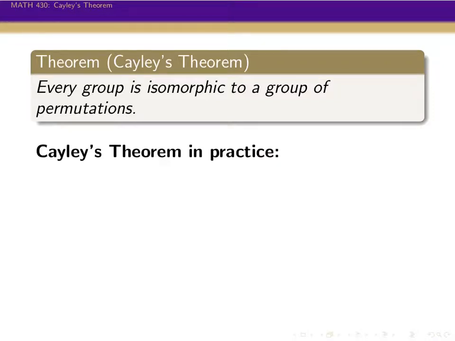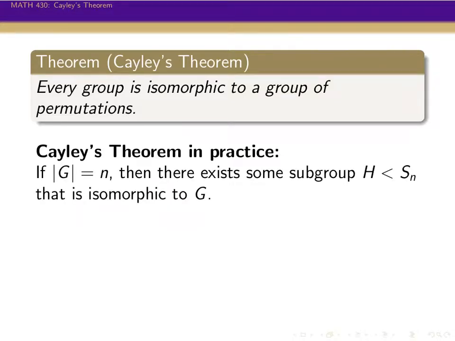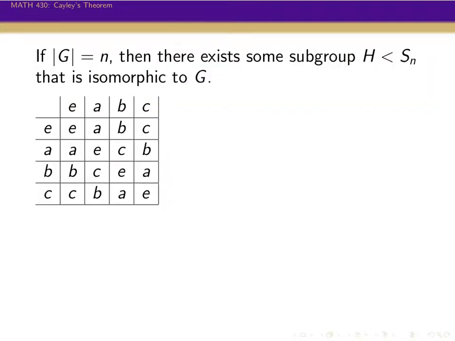So let's actually look at how Cayley's theorem works in practice. If you're actually given a group, how do you rewrite those elements as a permutation? What ends up happening is that if you have a finite group of order n, then you will always be able to find some subgroup H within S sub n that is isomorphic to G. And if you go through the proof of Cayley's theorem, that's really what we're showing. So how do we actually do this?